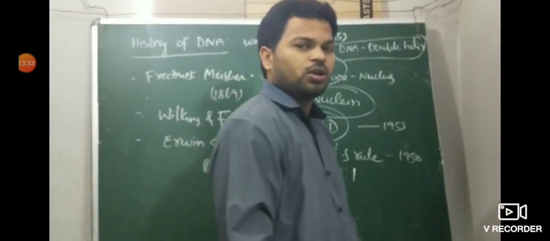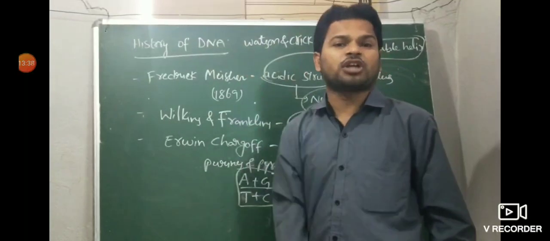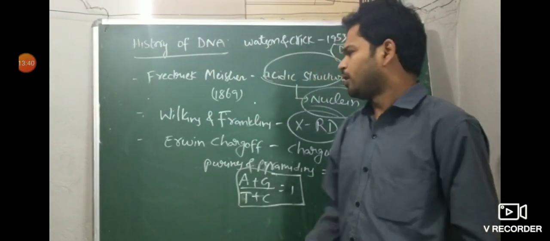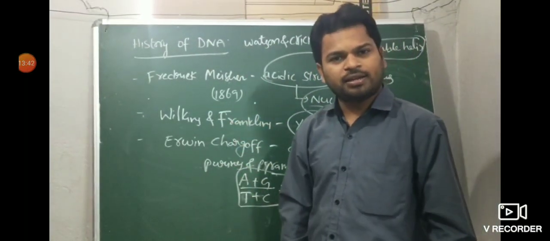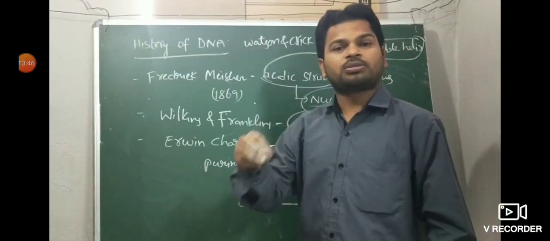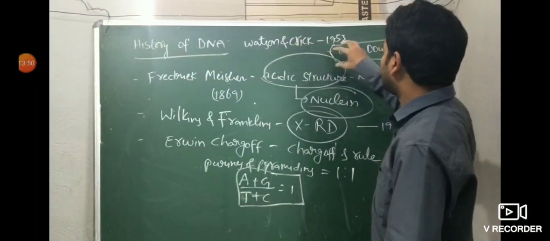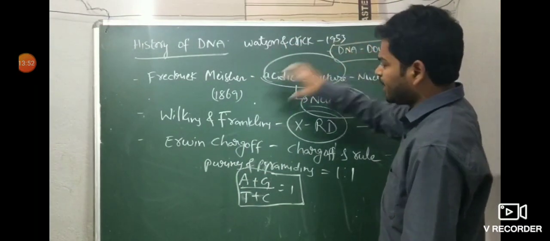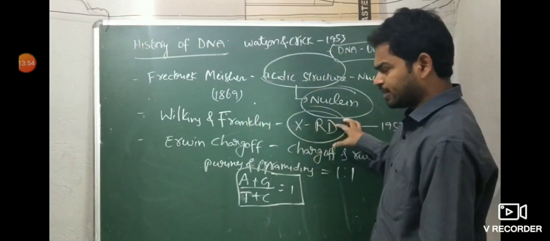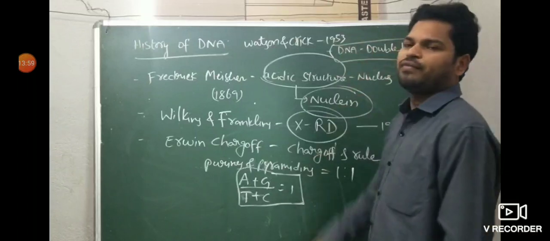Sometimes NEET asks questions on this. Watson and Crick proposed the double helix structure of DNA based on which concept? Option A, Wilkins and Franklin XRD. Option B, Erwin Chargaff rule. Option C, both A and B. Option D, no one. Both A and B are correct. Watson and Crick proposed the double helix structure of DNA based on Wilkins and Franklin's X-ray diffraction data and Erwin Chargaff's rule in 1953.